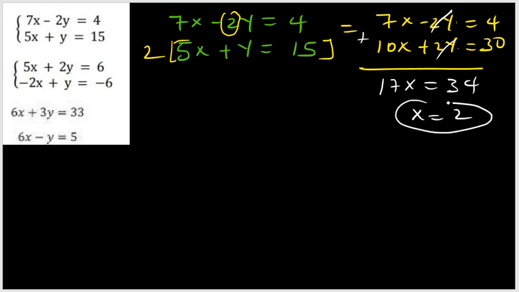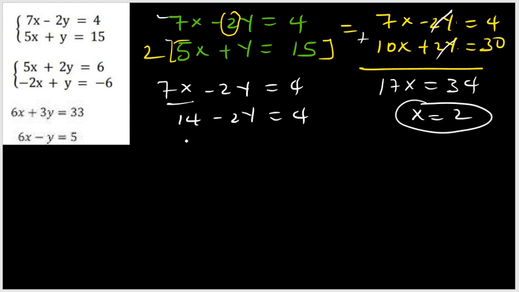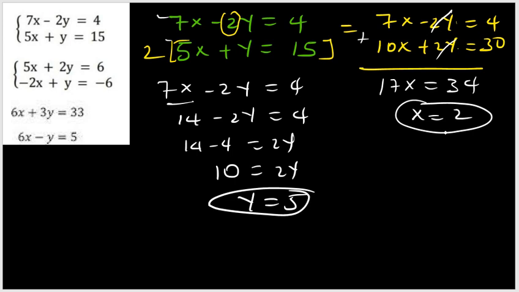So if we have the x value, we can insert it either in the first one or in the second one. The first equation says 7x minus 2y is equal to 4. Bring the 2 here, it will be 14 minus 2y is equal to 4, and then bring 4 here, 14 minus 4 is equal to 2y. So 10 is equal to 2y, which means if you divide by 2 on both sides, y is equal to 5. So we have got the unique values of x and y. The solution set will be just (2, 5).